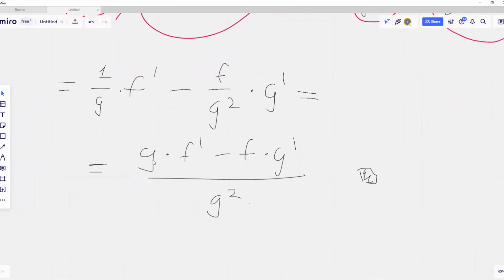The derivative of the term in the numerator over the term in the denominator is the term in the denominator multiplied by the derivative of the term in the numerator minus the term in the numerator multiplied by the derivative of the denominator, divided by the denominator squared.